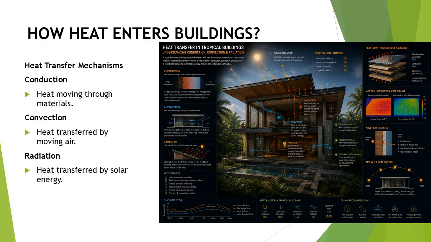Understanding heat transfer is essential for architects. Heat enters buildings through three primary mechanisms: conduction, convection, and radiation. Most tropical heat gain originates from solar radiation. This heat is then transferred through building materials and eventually enters occupied spaces. The building envelope functions as a control system that manages these heat flows. The better architects understand heat transfer, the better they can design high-performance buildings.